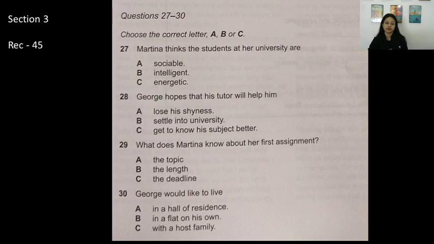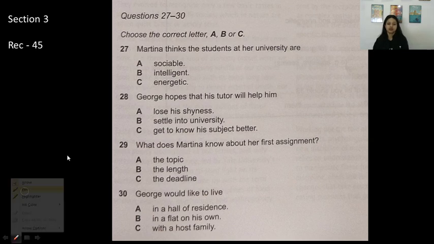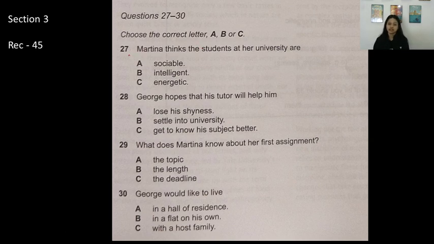Then after that one, what will happen here? Again, some more questions from the same recording. Here, this is the question. Now you have to choose an option A, B or C. So if you feel that the answer is C, that is energetic, what will you write in your answer sheet? You will not write the word energetic, you will write only C. Okay, so when you're given options, your answer should be from A, B and C. You should not write the entire word.